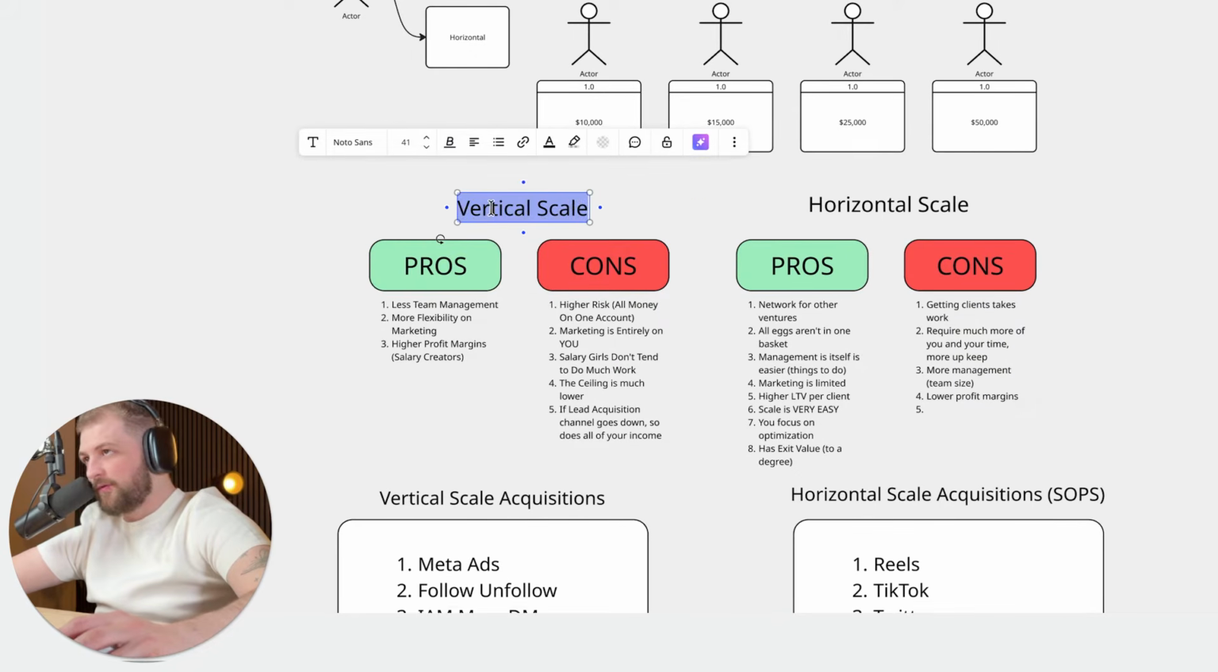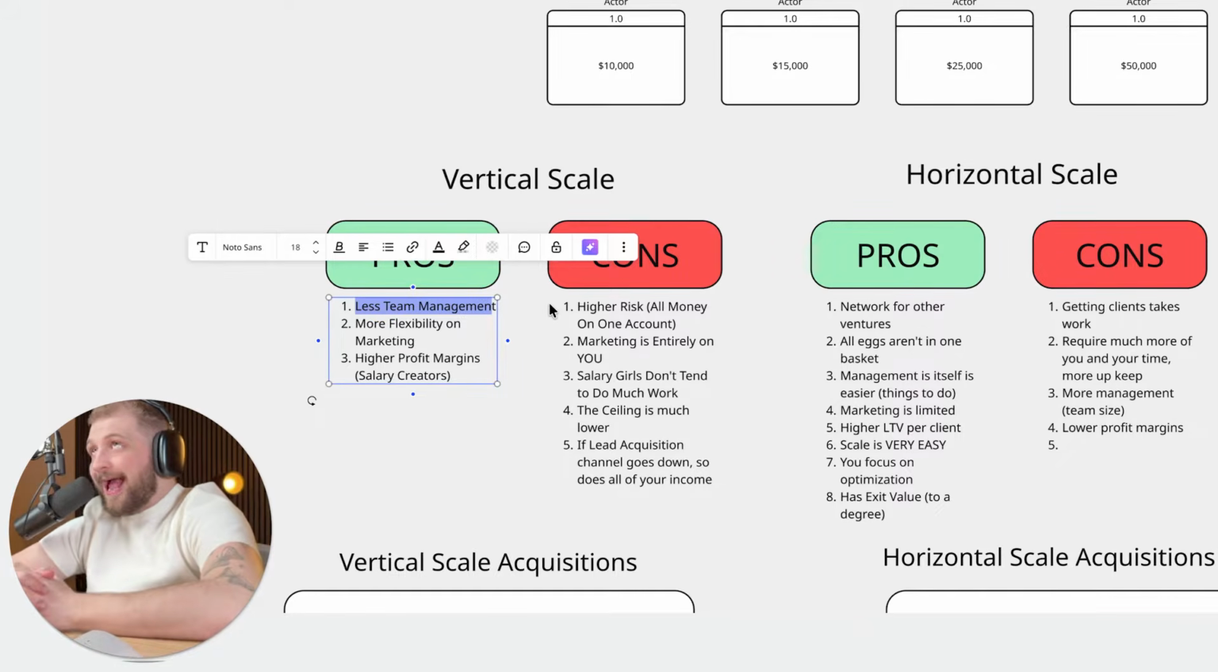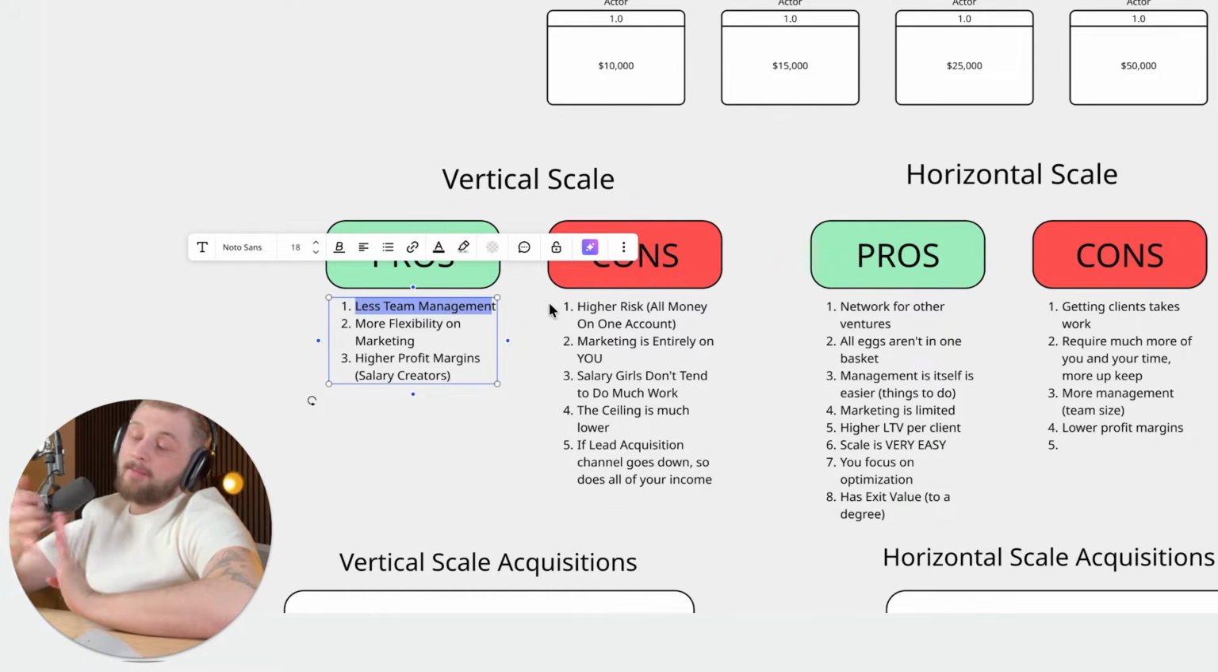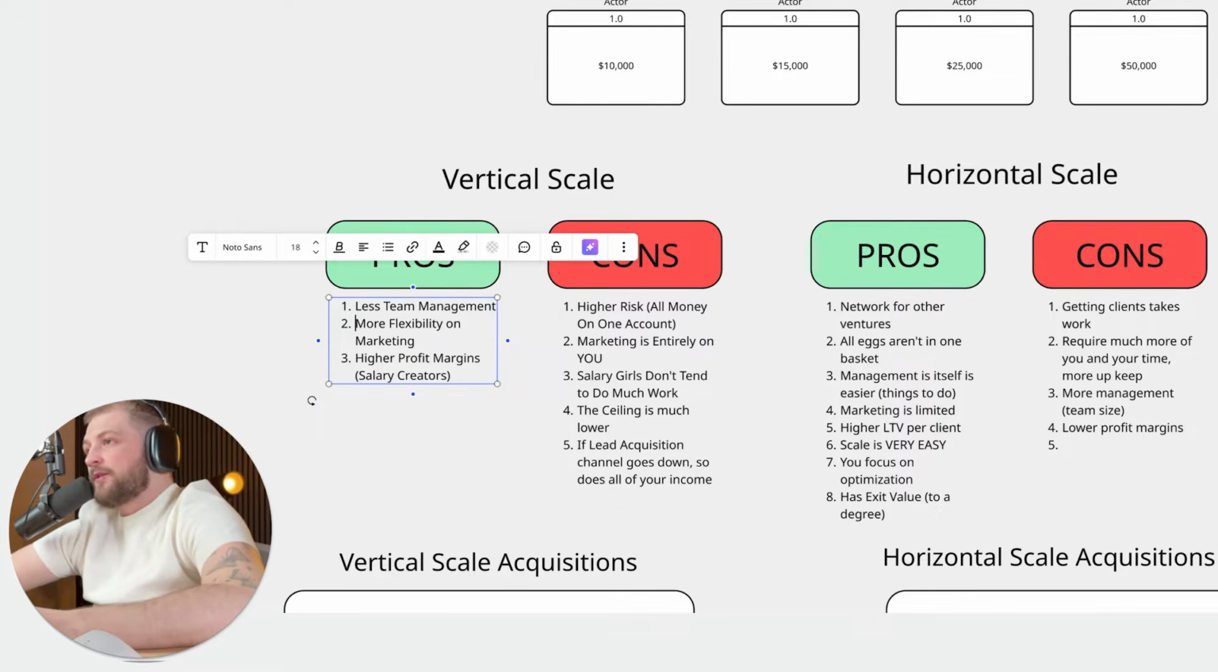So the pros to a vertical scale agency would be, one, there's less team management. And what I mean by this is, if you look at what you need for a vertical scaled operation, you need a model, you need a marketing acquisition, and you need a couple chatters. Realistically, you can handle all the communications. You can do all of that yourself. Okay. Now, you also have more flexibility on marketing, because any marketing channel that you can do on a horizontal level will also work on a vertical level to a degree.